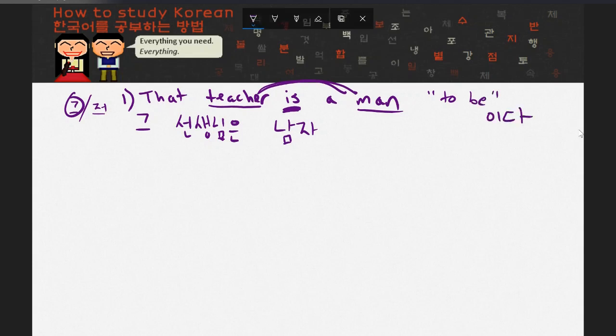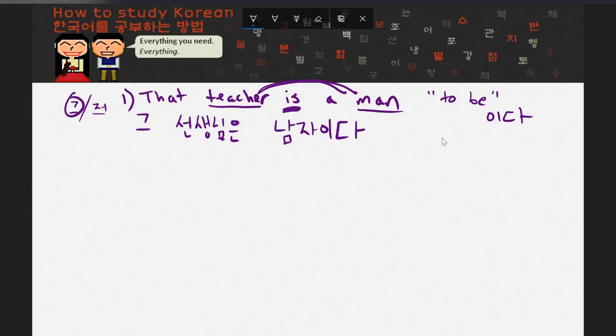in Korean. Now what you do is, it's not really the same structure as to be in English. 이다 actually gets attached directly to the noun that is the thing. So in this case I have 남자 and I put 이다 right after it. So it looks like this. Just to point out that this is the base form of the conjugation of 이다. There are other ways that you could conjugate this, but you'll learn this in Lesson 9.